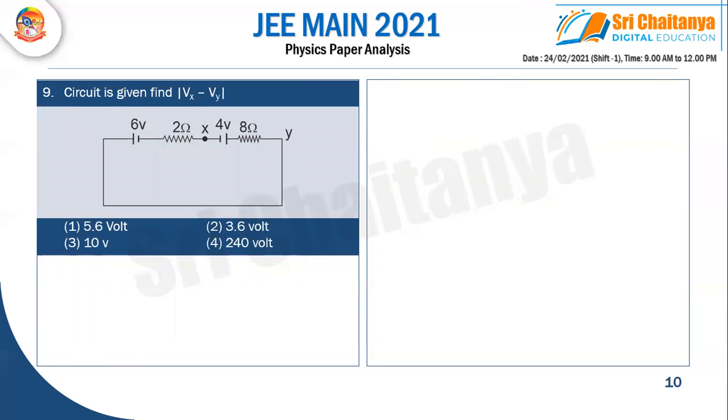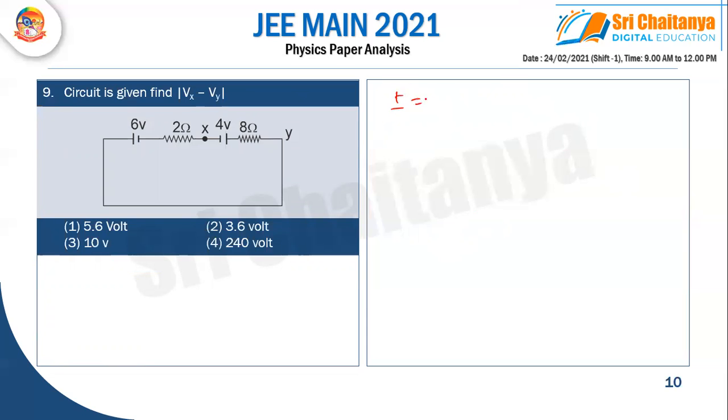In this one, you have a circuit given, and he's asking for the potential difference Vx minus Vy. What is the potential difference between these two points? When we go for this potential difference, we are going to get the current, so let me find the current in this particular circuit.